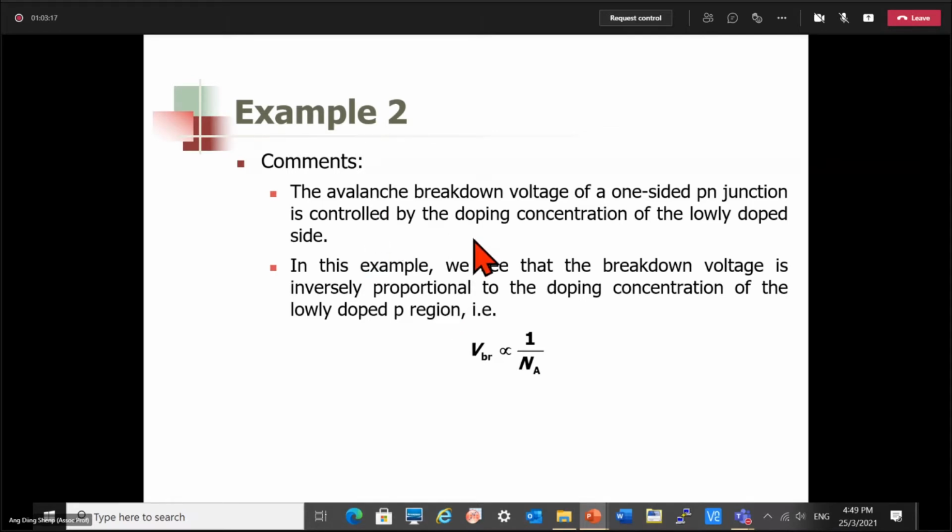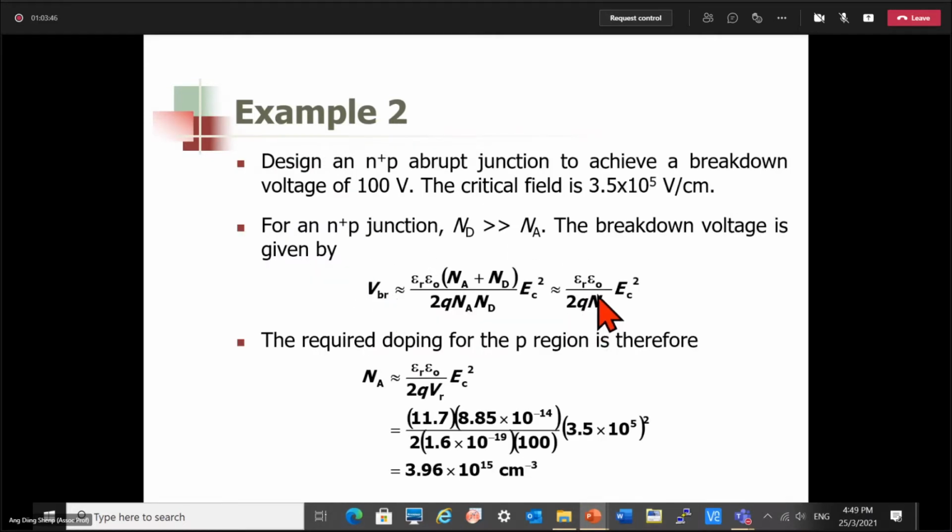Now there are two comments here that you can take note of. The avalanche breakdown voltage of a one-sided PN junction. A one-sided PN junction is another name given to a PN junction whereby the doping on one side is much higher than the doping on the other side. The avalanche breakdown voltage of a one-sided PN junction is controlled by the doping concentration of the lowly doped side. You can see this easily from this approximated expression here, whereby VBR is inversely proportional to NA, which is the doping concentration of the lowly doped side in this example.